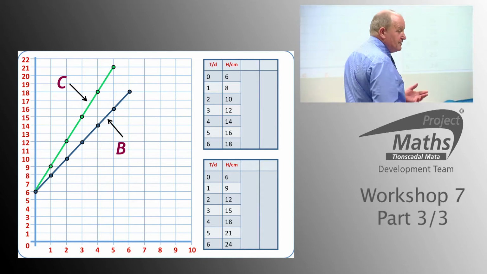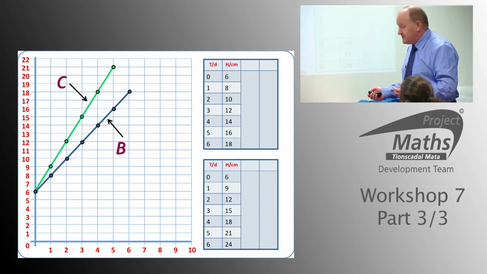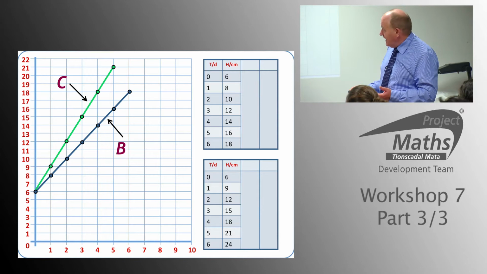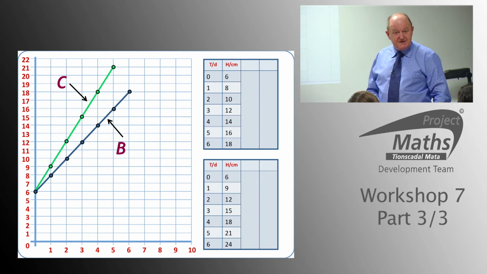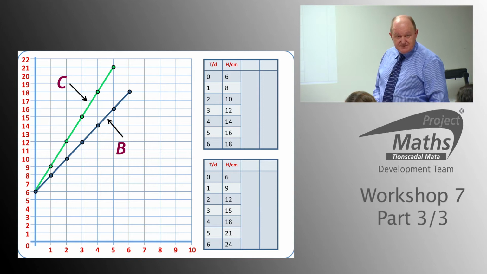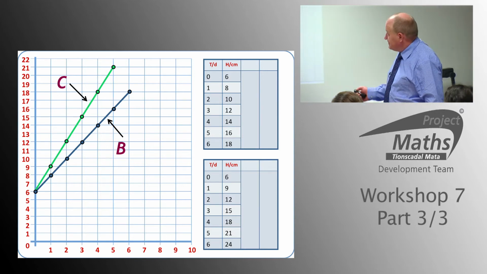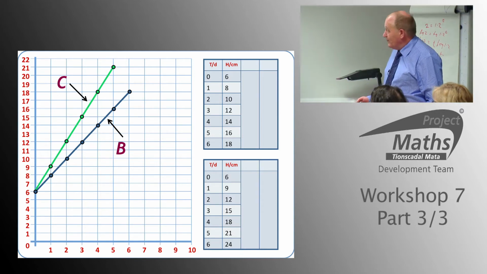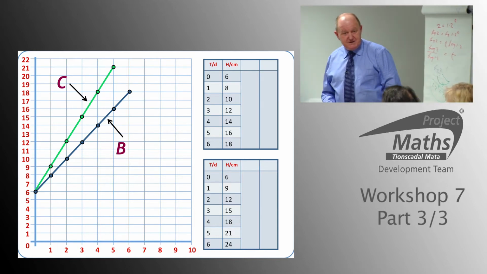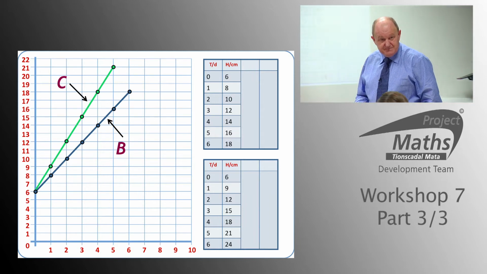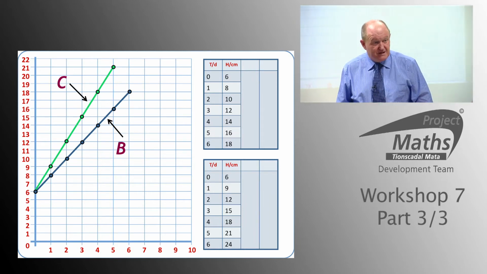But that's really y equals mx plus c. And c is the start height. M is the slope or the rate of change. The way we describe this when we write it down in algebra is y equals 3x plus 6, because the rate of change is 3. So the students must be able to do that.